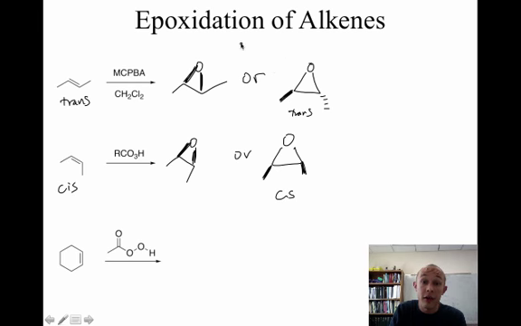In both cases, though, we have a syn addition of oxygen to the alkene, as the oxygen's adding to both carbons from the same side. So we could draw them like this or like this. In the last case, this is very similar to the previous slide. We just want to draw the fact that both bonds to the oxygen are happening from the same face of the alkene. If you want to draw in the hydrogens, you could do so as well.